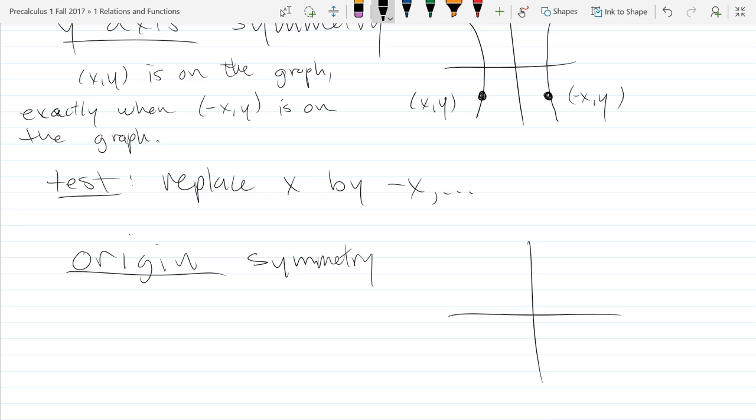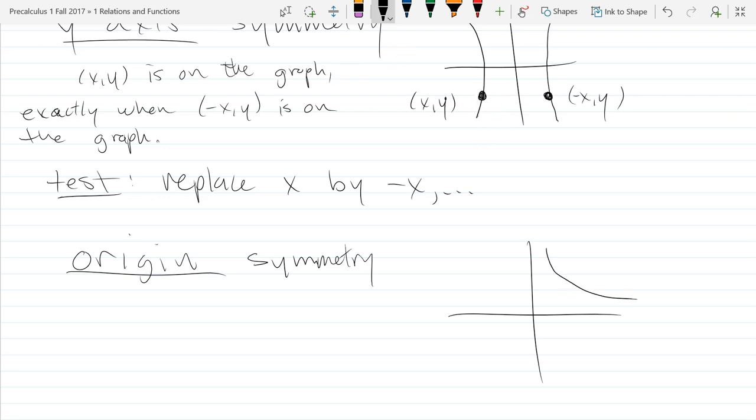So there's two ways to think about origin symmetry. One of them is if you rotate halfway around the origin. That's probably the standard way to think about it. So if you just put your pen or pencil on your paper and rotate it halfway, you should be looking at the same graph. The other way, you could think of it with two reflections, across the y-axis and then across the x-axis. But that's a lot harder to think about because you have to do two mirror images at the same time. So the best way to think about it is a half rotation around the origin.